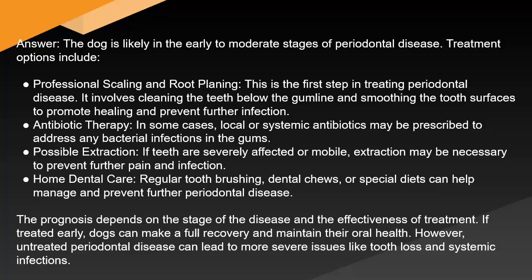It involves cleaning the teeth below the gum line and smoothing the tooth surfaces to promote healing and prevent further infection. Antibiotic therapy: in some cases, local or systemic antibiotics may be prescribed to address any bacterial infections in the gums. Possible extraction: if teeth are severely affected or mobile, extraction may be necessary to prevent further pain and infection. Home dental care: regular tooth brushing, dental chews, or special diets can help manage and prevent further periodontal disease.